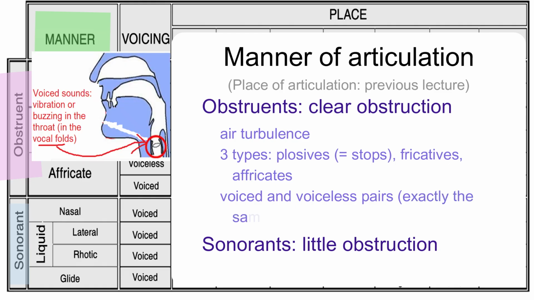Most obstruents occur as voiced and voiceless pairs, with two sounds being produced identically from a mechanical standpoint. That is, they occur in the same place and in the same manner. Their only difference is the use or non-use of the vocal cords.